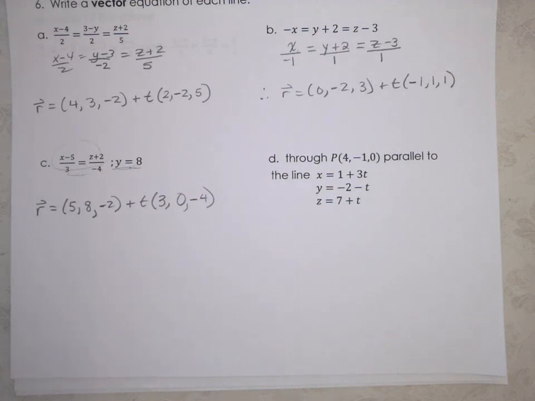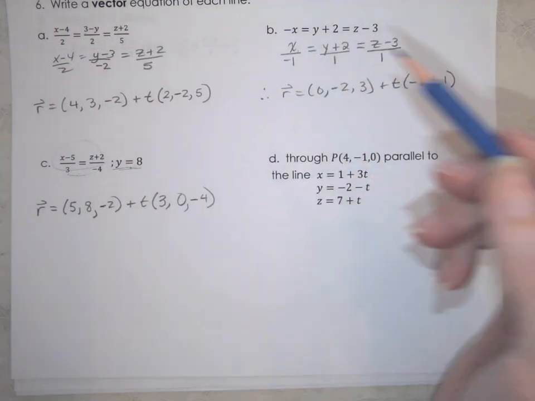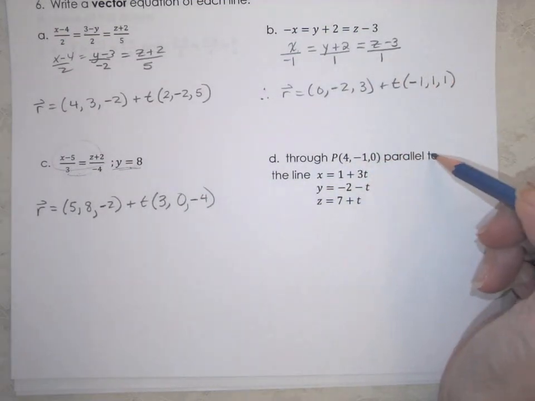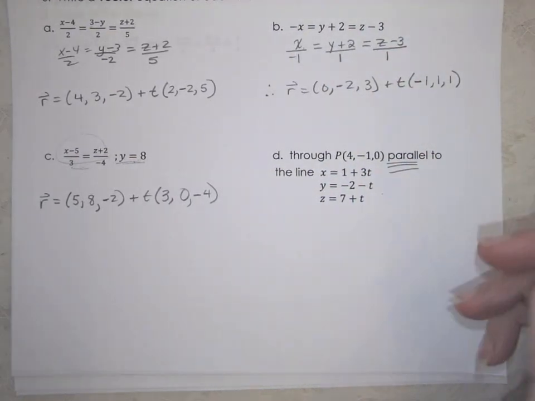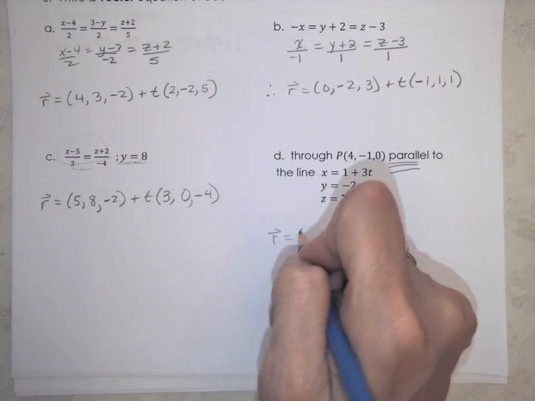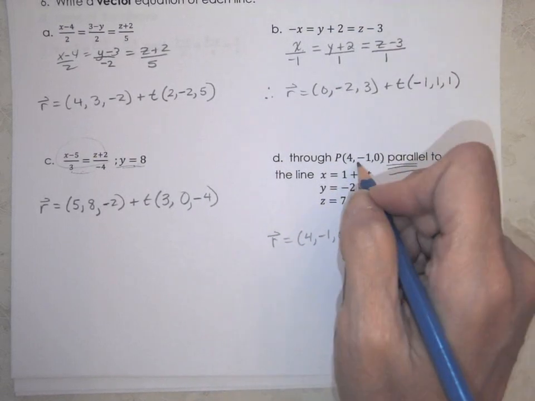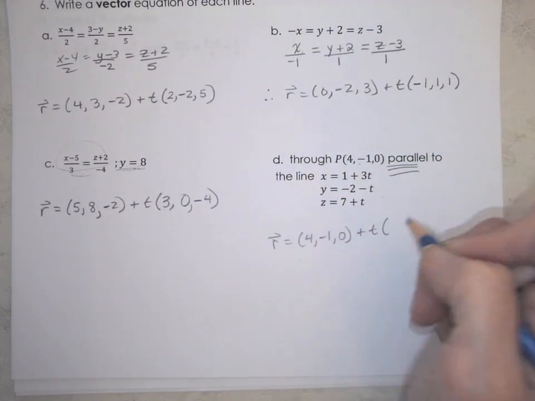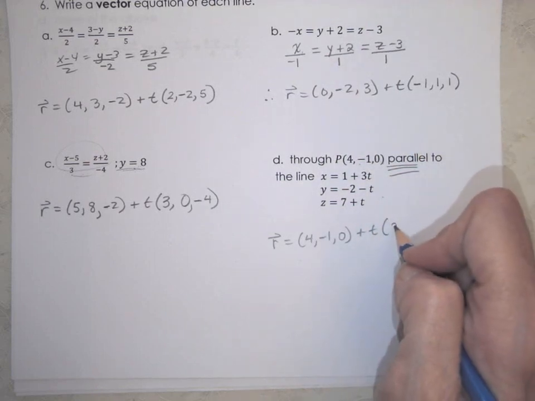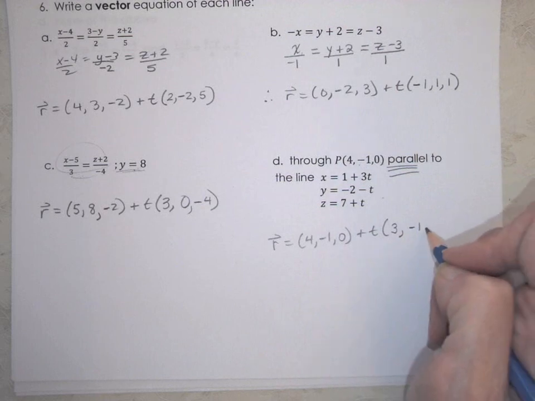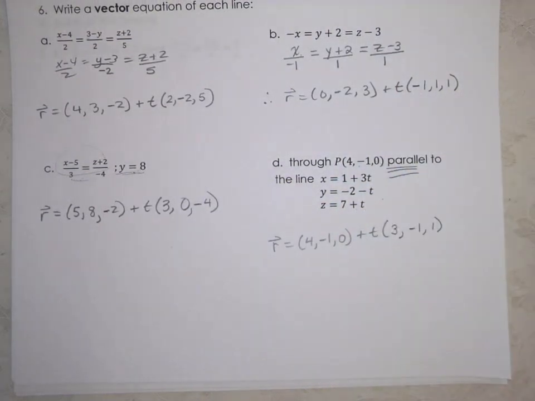D, we want the vector equation of the line through this point parallel to this line. Parallel means same direction vector. So the vector equation is going to be r equals (4, -1, 0), because it goes through this point, plus t times the direction vector of this line, because we're parallel to it, which is (3, -1, 1). The coefficients of t form the direction vector.